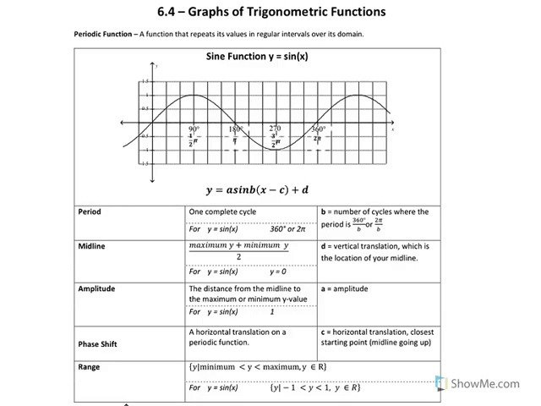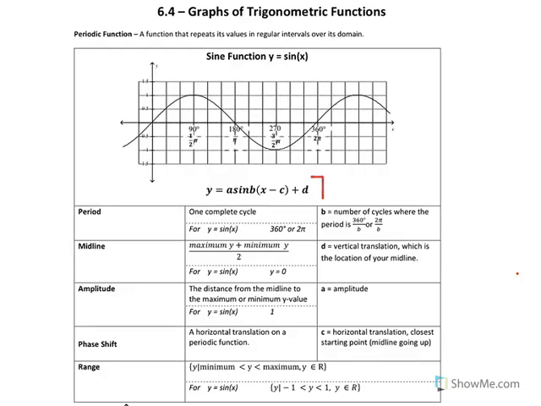6.4 graphs of trigonometric functions. So we have three different types of trigonometric functions. We have a sine, a cosine, and a tangent. So we're just going to go through sine and all of its attributes.